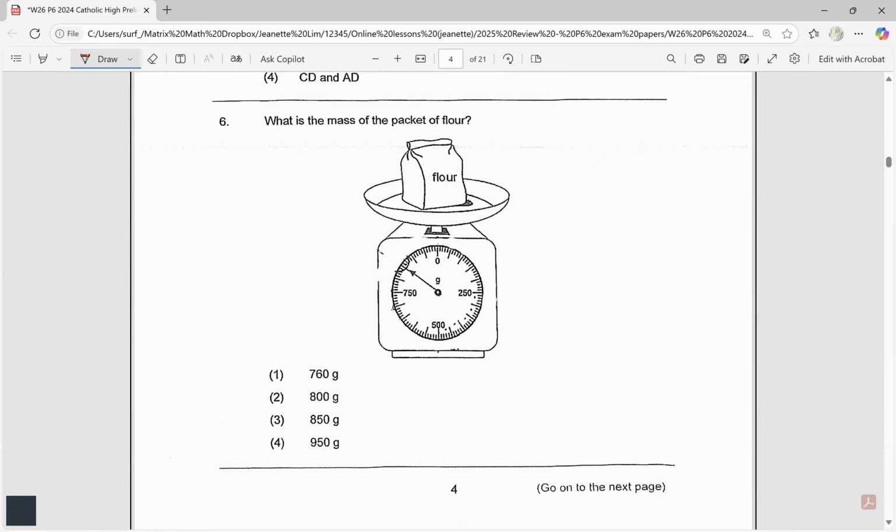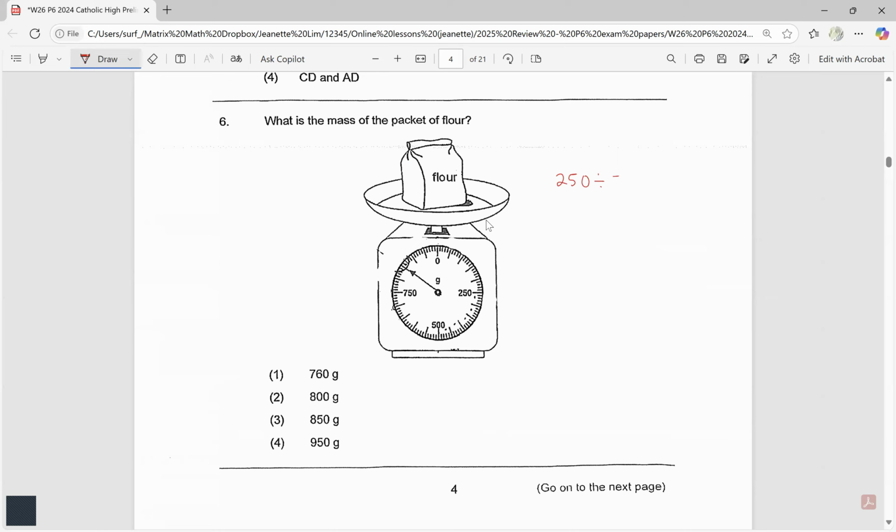Question 6 was the mass of the packet of flour. Now you have the flour here. We have 250 grams. Let's look at the breakdown by intervals. 1, 2, 3, 4, 5. 5 intervals from 0 to 250.